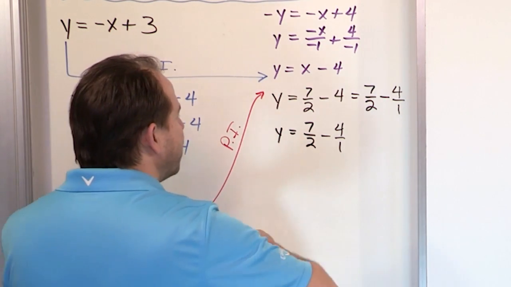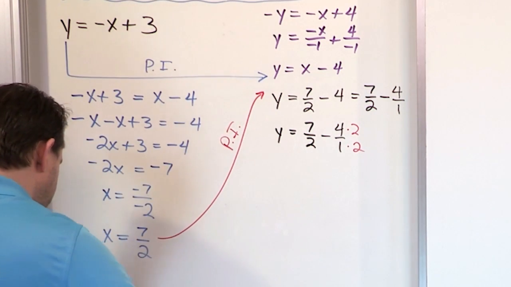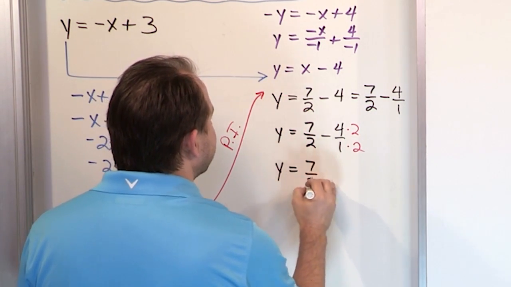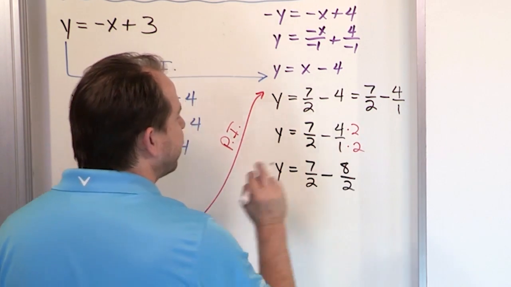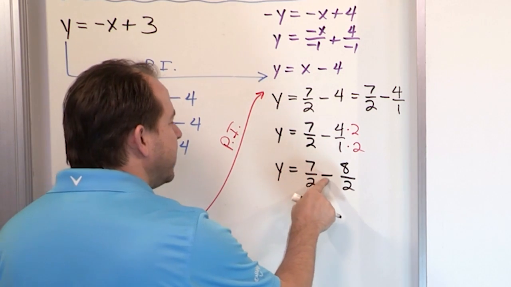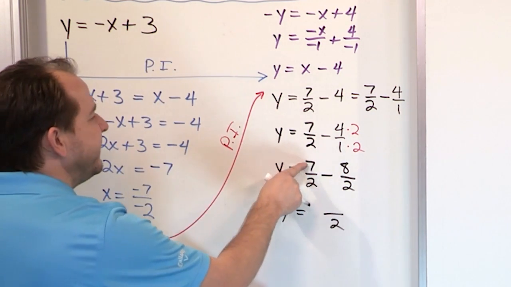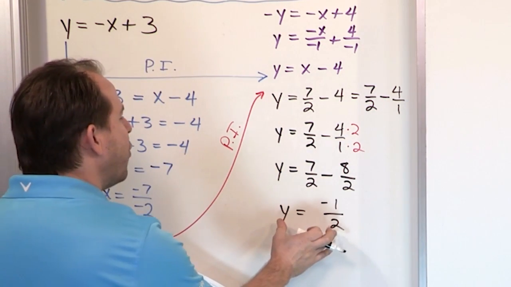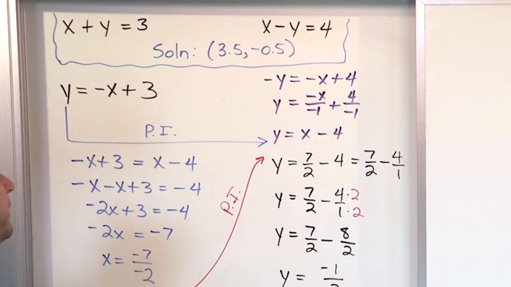Minus 4 over 1. How do I get a common denominator here? I have a 2 and I have a 1, so I can just multiply this by 2 on top and bottom. And that means what I'm going to get for the y value is 7/2 minus, on the top I'll get 4 times 2 is 8, on the bottom I'll get 2 times 1 is 2. And now I have a common denominator of 2. That just goes on the bottom. And then it's 7 minus 8. What is 7 minus 8? Negative 1. So what do we have? The y value is negative 1/2, which is exactly what we got when we wrote our graph.